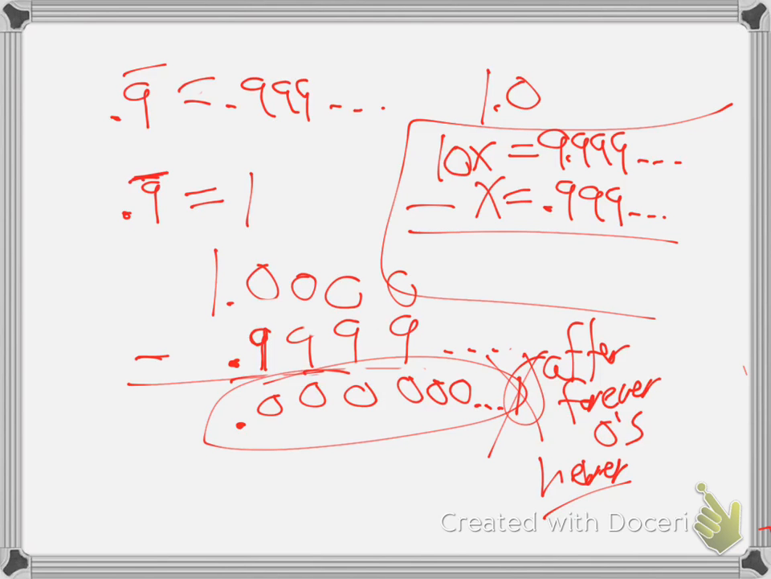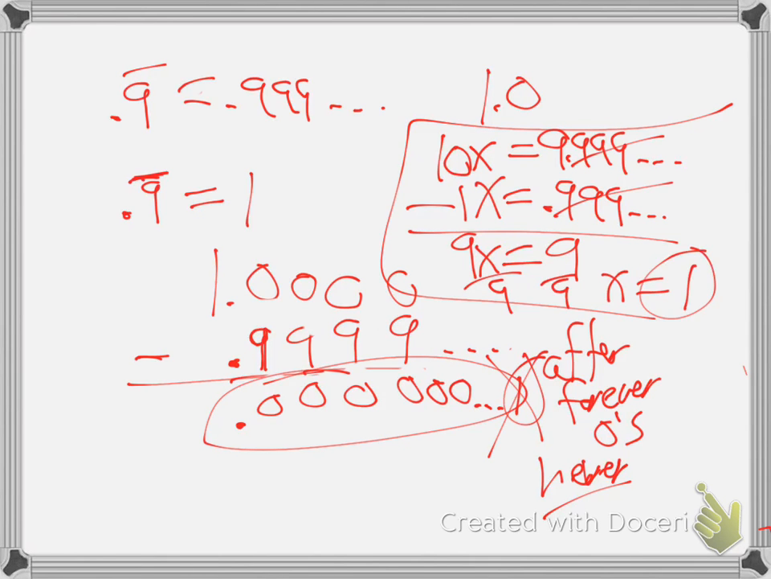What's 10x minus x? 9x, right? Now, what's the subtraction on the other side? 9.9's forever minus 0.9's forever. The 0.9's forever just drop out. It's just 9, right? We good? Divide by 9. What is x? 1 is x, is 0.9's forever. 0.9's forever is 1. It is true. 0.9 bar is 1. It is not different than 1.